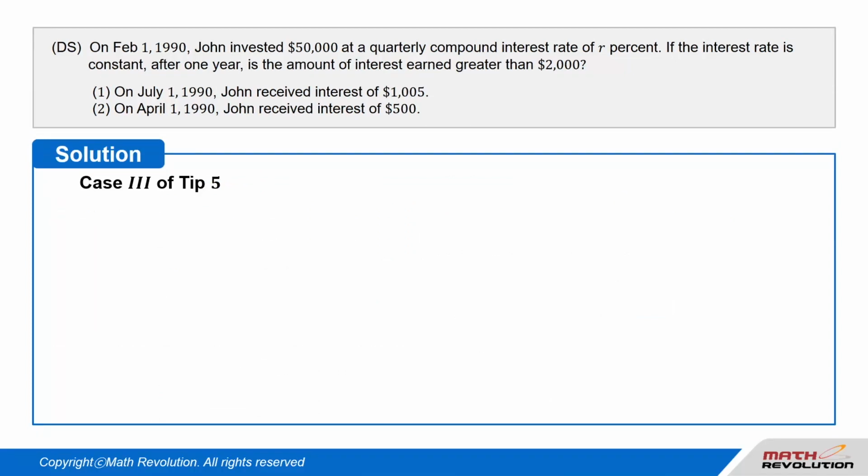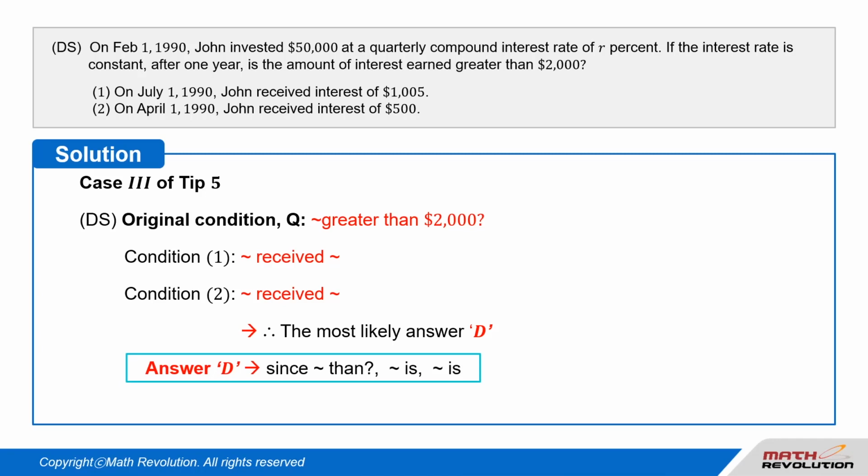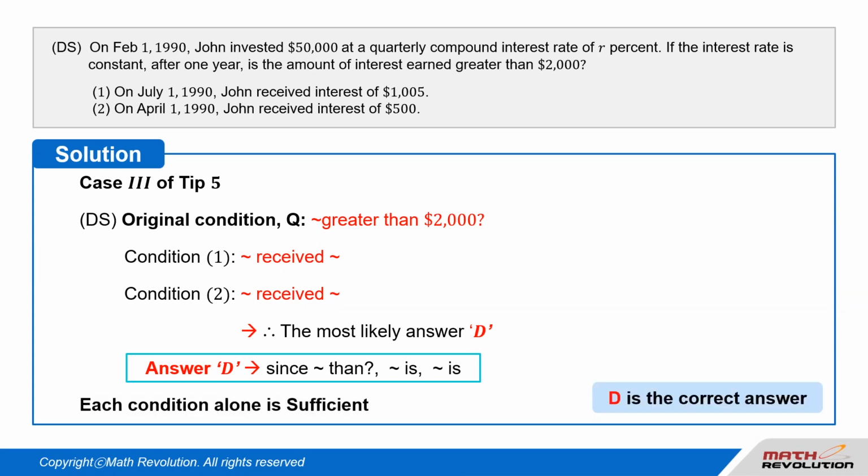You can solve the question using the variable approach, or you can solve the question using tip 5 as explained below. Also by case 3 of tip 5. DS, original condition: Q greater than 2000. Condition 1, receive. Condition 2, receive. Then D is the most likely answer. The answer is D because "than" is D. Tip 5 is very useful, so remember it carefully. When the question is an inequality, the condition that contains an equation is the correct answer. Each condition alone is sufficient, so D is the correct answer. Answer? D.